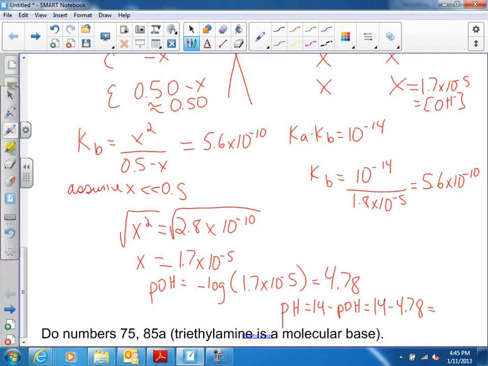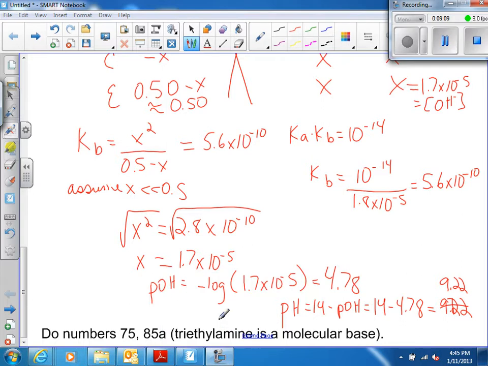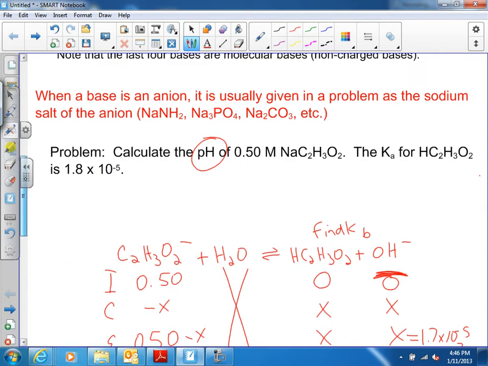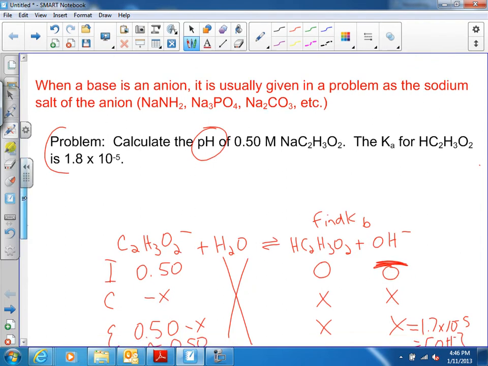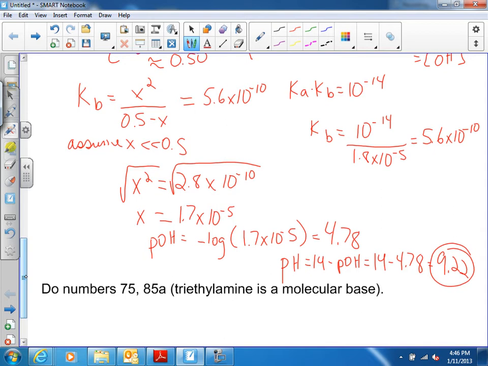which is 14 minus 4.78, 9.1, nope, 9.22. Okay, 9.22. That's the final answer. All that work, given this tiny little bit of information, I have to do all that work to get to the pH. So you have to be very careful with these problems.